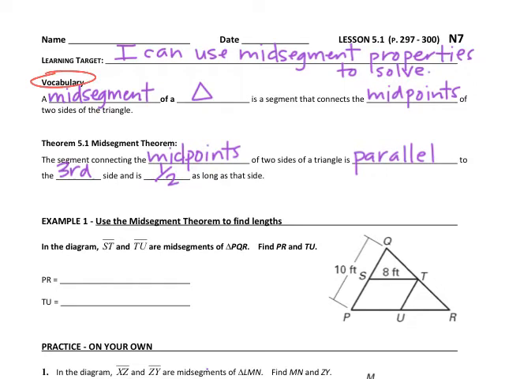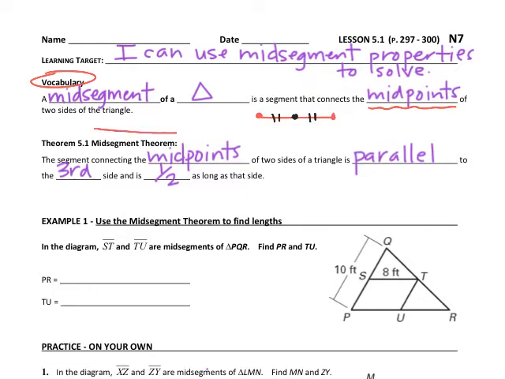A mid-segment of a triangle is a segment that connects the midpoints of two sides of the triangle. So to review what a midpoint is, we're talking about a segment itself. The midpoint is the spot in the middle that cuts the segment into two congruent parts.